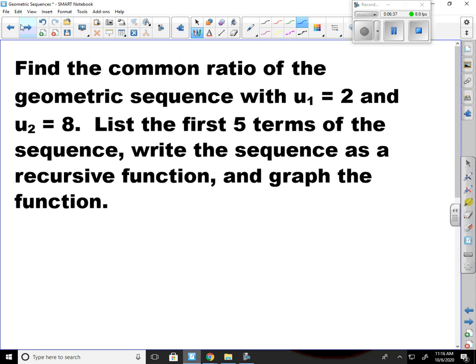Okay, find the common ratio of the geometric sequence. That was just kind of an aside, by the way. It has nothing to do with this slide.